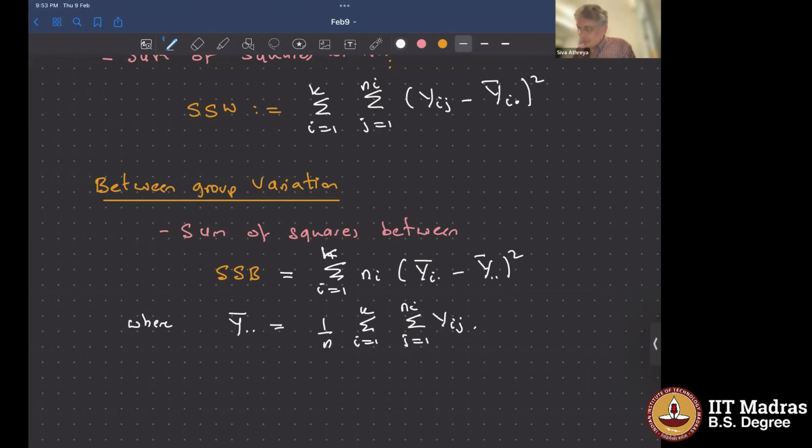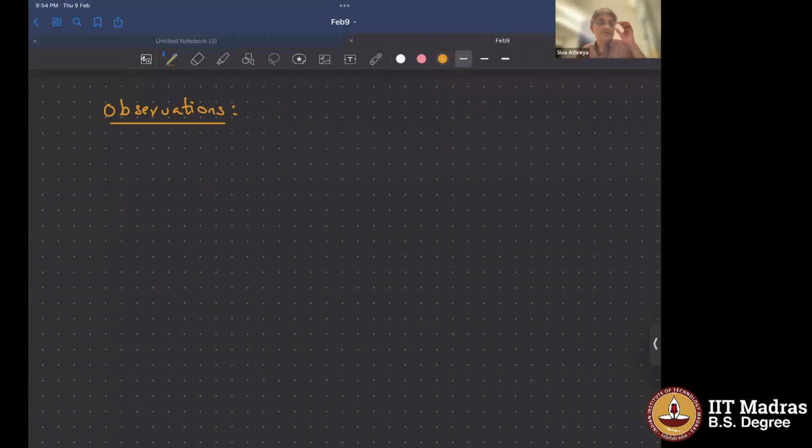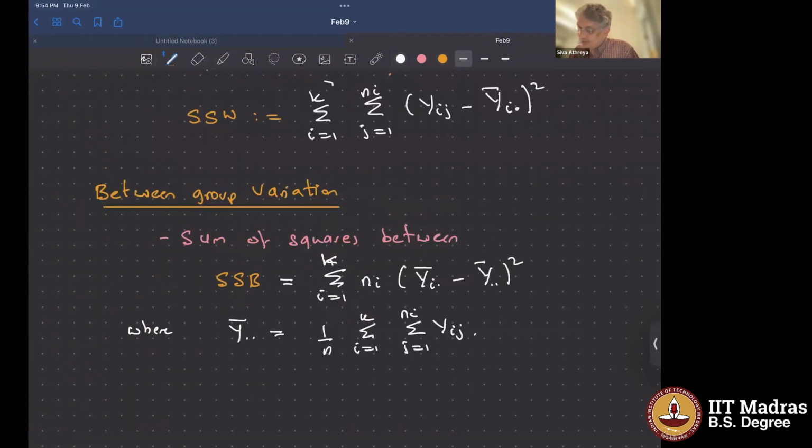So what I want to close with is a couple of observations. Let's go there. So what are the observations I want to make? The first observation I want to make is the following. If I take the sum of squares within and add sum of squares between, this is why I call them and define them. So what will this give me? If you go back up, sum of squares within is this. Let's copy that and bring it down.